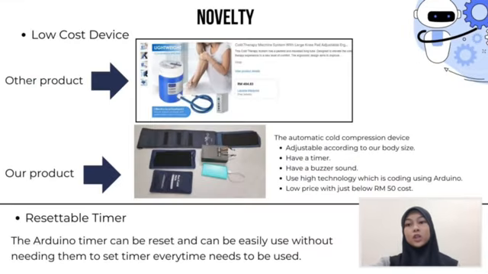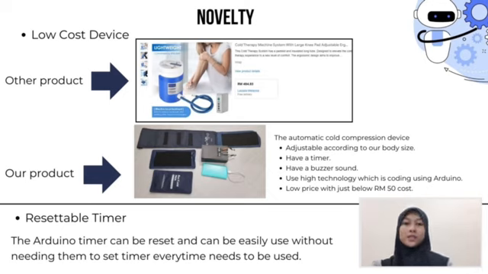Next is novelty. Novelty is the originality of our product. The first one is a low cost device. Usually other products will cost 400 and above, as you can see in this slide. Our product only costs less than 50 ringgit and is affordable for everyone.